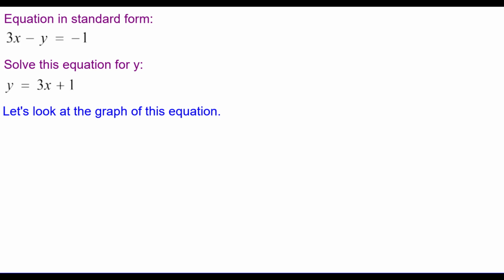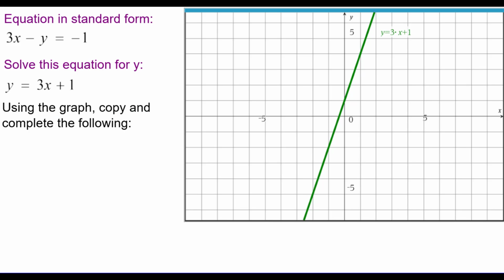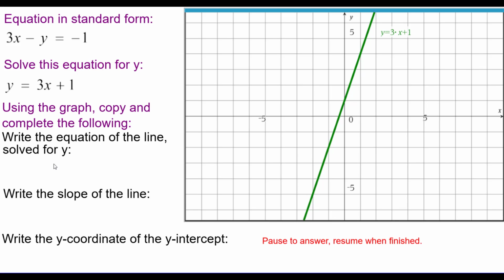Let's look at the graph of this equation, and we're just going to go ahead and graph it. We think you already know how to do that, but we want to look at the graph and see how it relates to the equations. So here's the graph of y equals 3x plus 1, or 3x minus y equals -1. Using the graph, copy and complete the following. We want you to write the equation of the line solved for y, write the slope of the line, and write the y-coordinate of the y-intercept. So go ahead and pause to answer this, resume when you are finished.